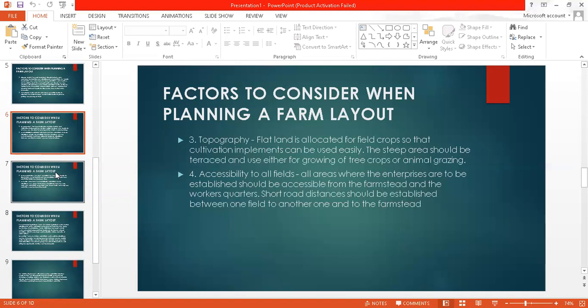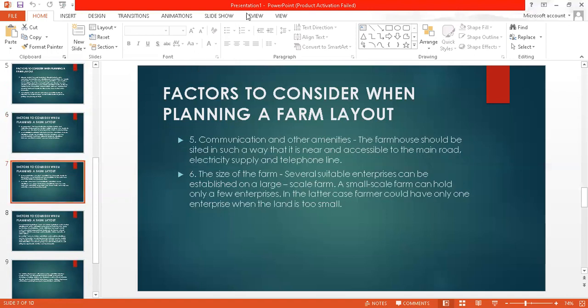Point number 5, communication and other amenities. The farmhouse should be sited in such a way that it is near and accessible to the main road, electricity supply, and telephone line.